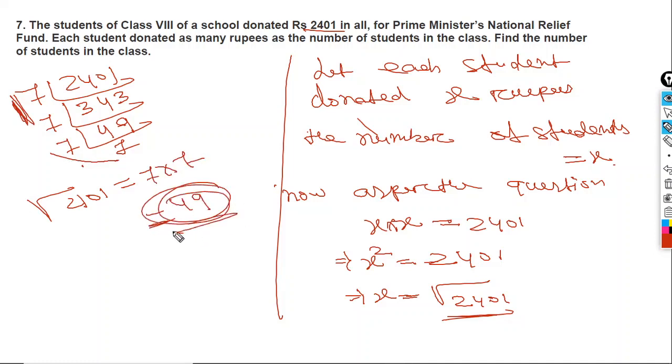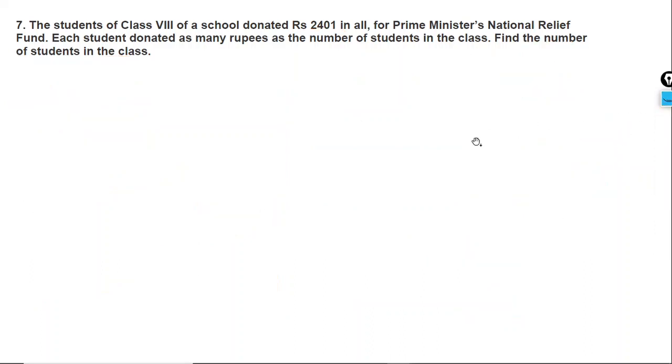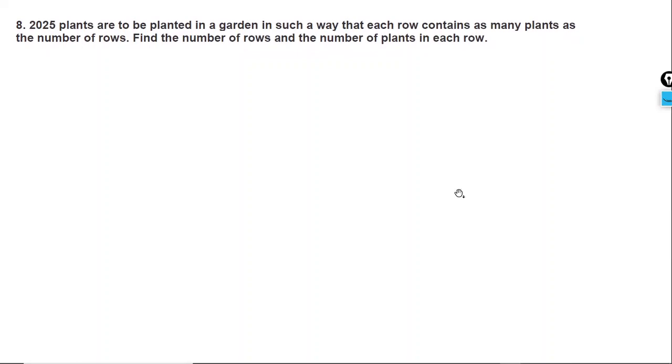So how many students are there? Find the number of students in the class. So there are 49 students. Okay, you can write, so in the school there are 49 students. Okay, now we'll move to question number 8.